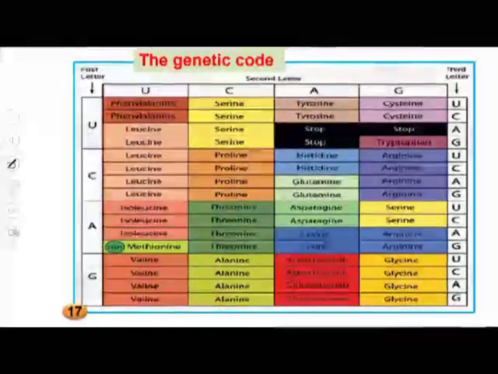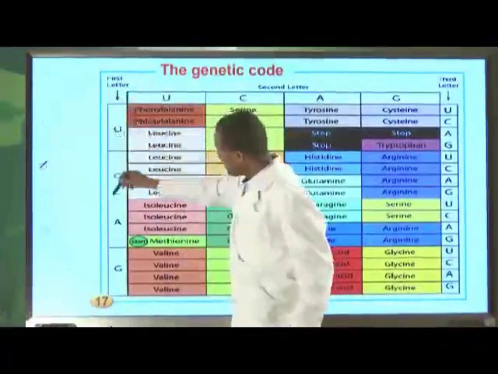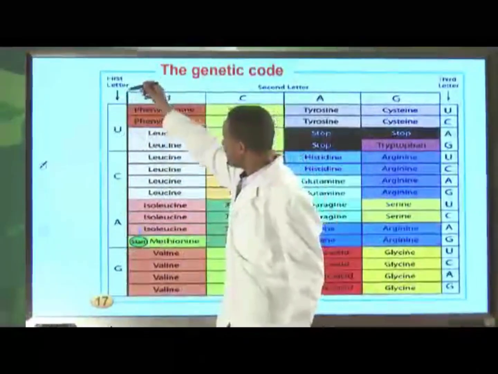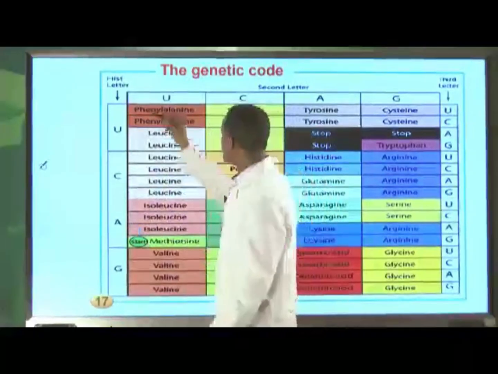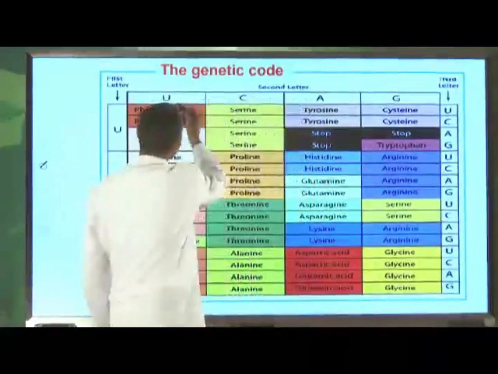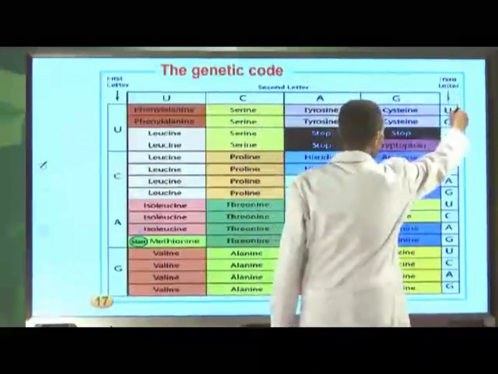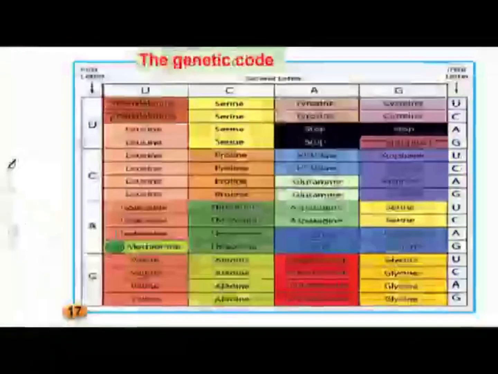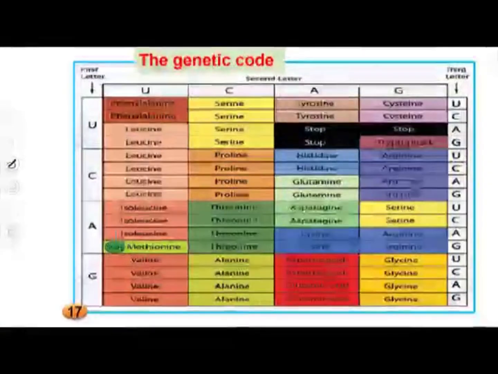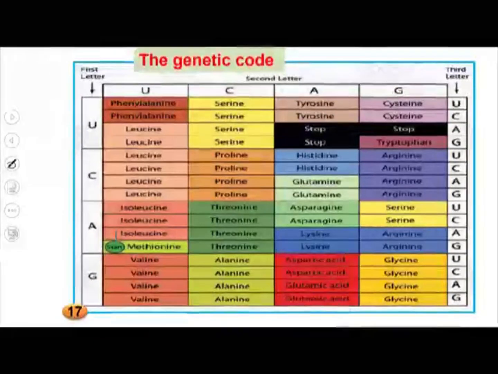The genetic code. Here, if you consider this column, it is the first letters U, C, A, G, but this side it is the second letter U, C, A, G, and this one is the third letter U, C, A, G. Now, the codons encode specific amino acids, as I've said. Three sequential nitrogen bases form a codon. One codon specifies or encodes a specific amino acid.